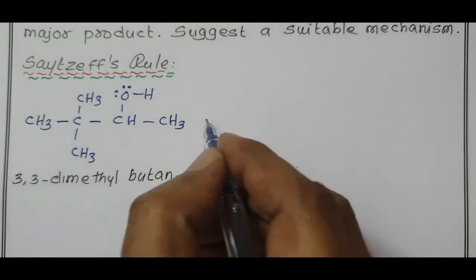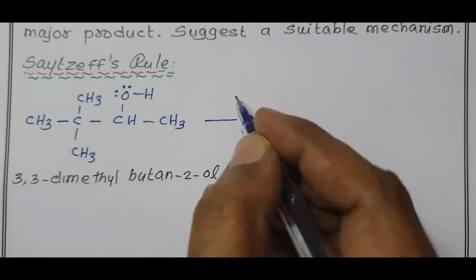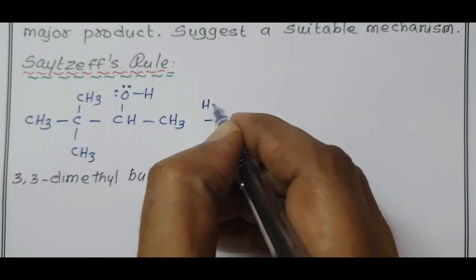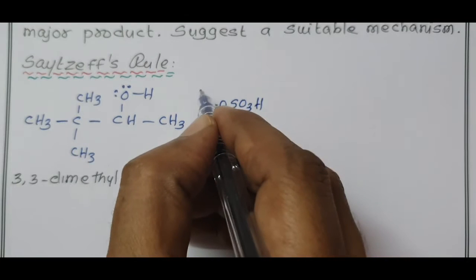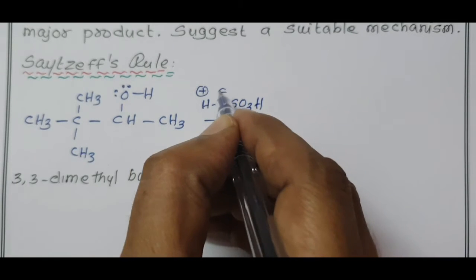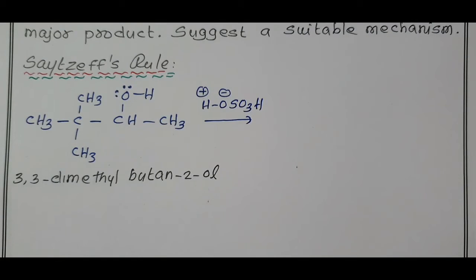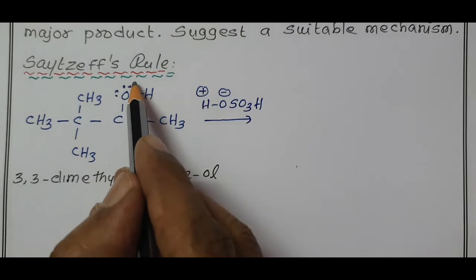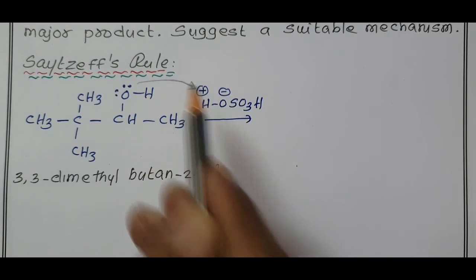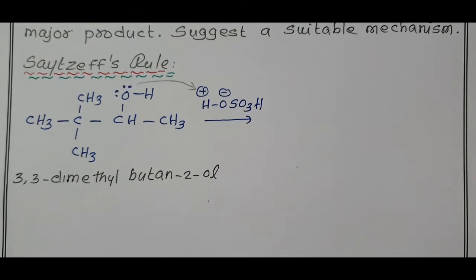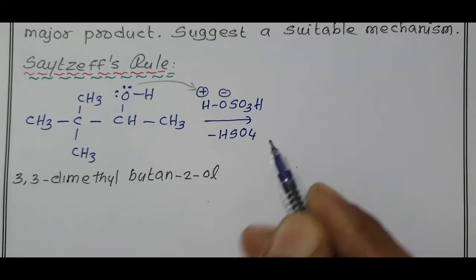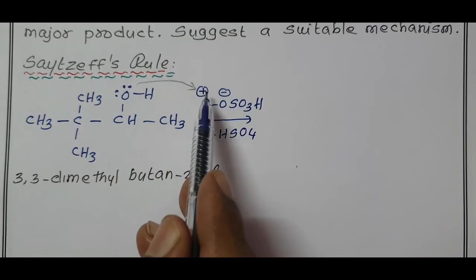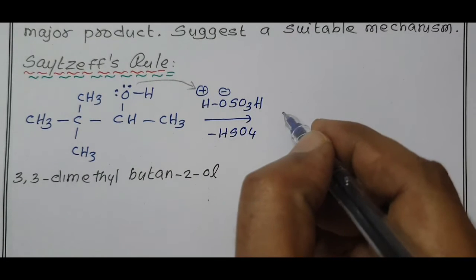When treated with concentrated sulfuric acid, HOSO3H, the H becomes plus and bisulfate becomes minus. Oxygen donates a pair of electrons to hydrogen. That bisulfate is removed in the first step. Now a new bond is formed between oxygen and hydrogen.